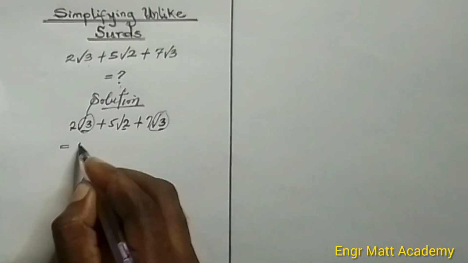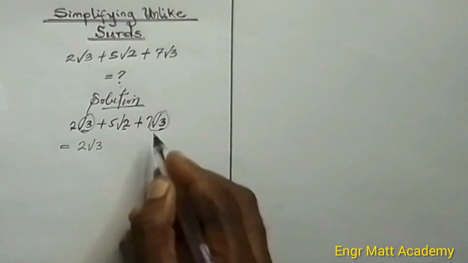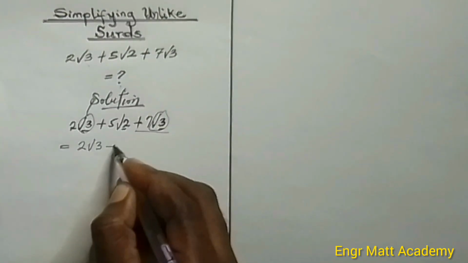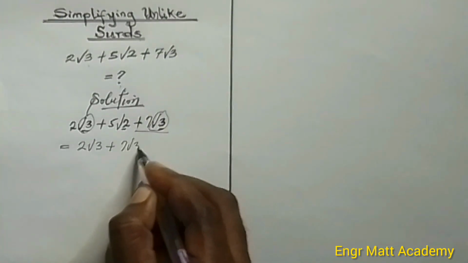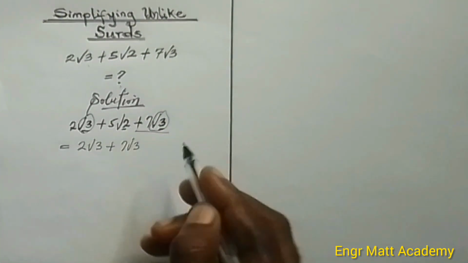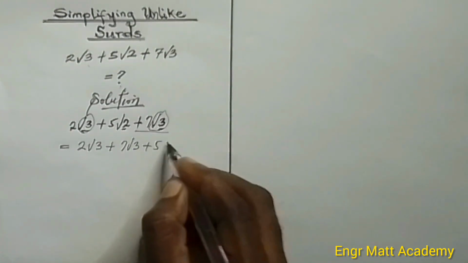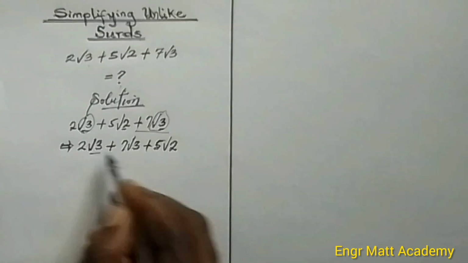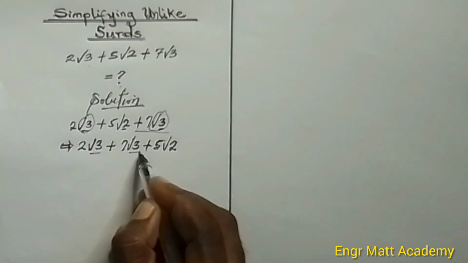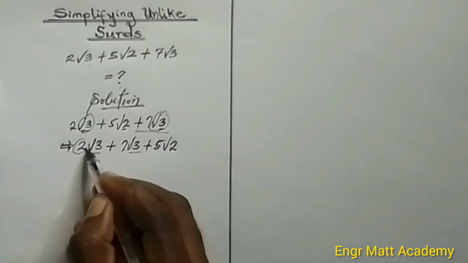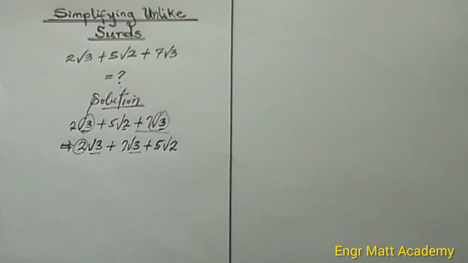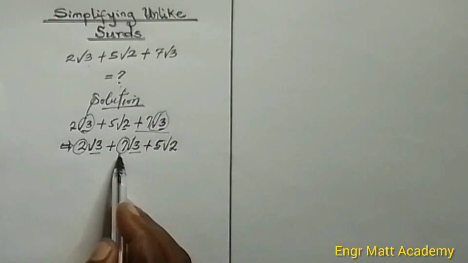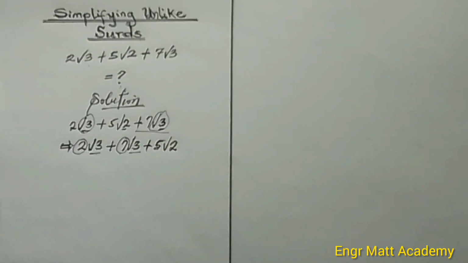So we have 2 root 3 plus 7 root 3. Then we bring this next, plus 5 root 2. Next, you see that root 3 and root 3 are the same. They are like surds. So what do we do? We add their coefficients. The coefficient here is 2 and the coefficient here is 7. So we add their coefficients and retain the root.